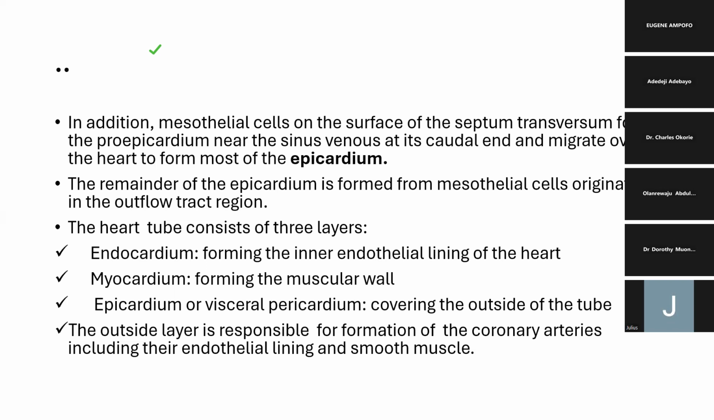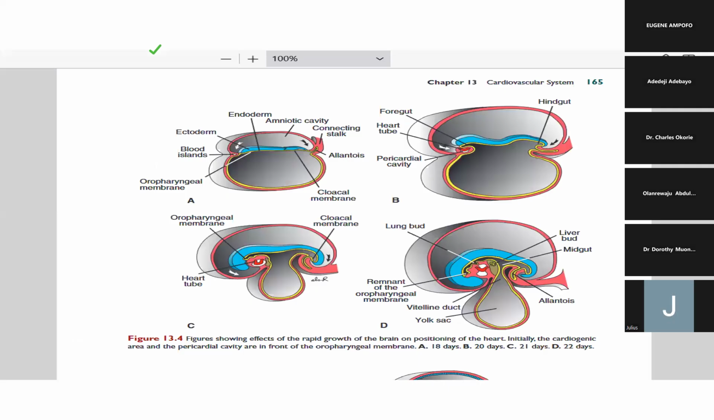This particular figure only emphasizes the fact that the blood island or the cardiogenic area is anterior to the oropharyngeal membrane initially, before the changes occur as has been described in the previous slides.